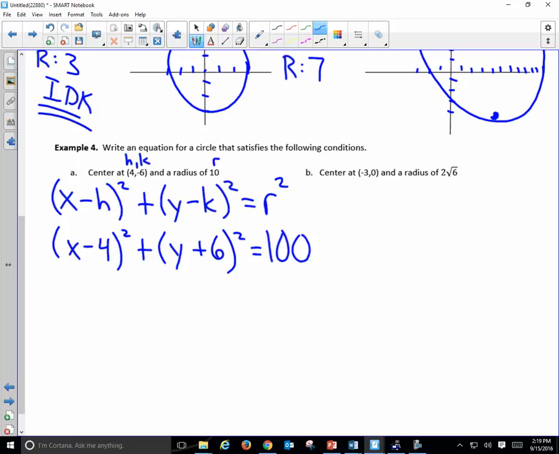Again, this is new to you, but these are all points I believe that we can get. Let's try it again. Let's do just a little bit more difficult.